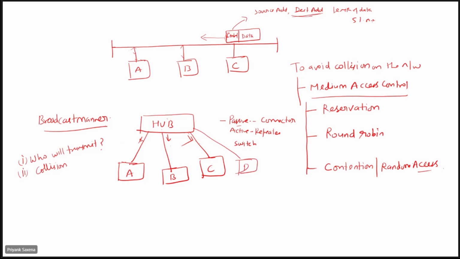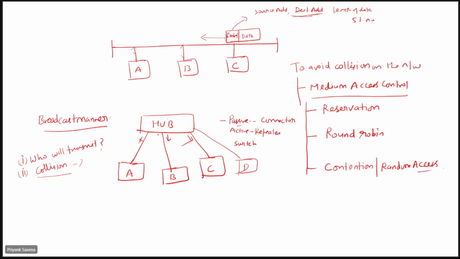So A, it may happen that A is transmitting to B and C is transmitting to D. So all that transmission goes into this hub and gets collided, right? There should be a provision so that the collision can be avoided, because if a collision occurs, it results in subsequent collisions and a complete network jam, right?